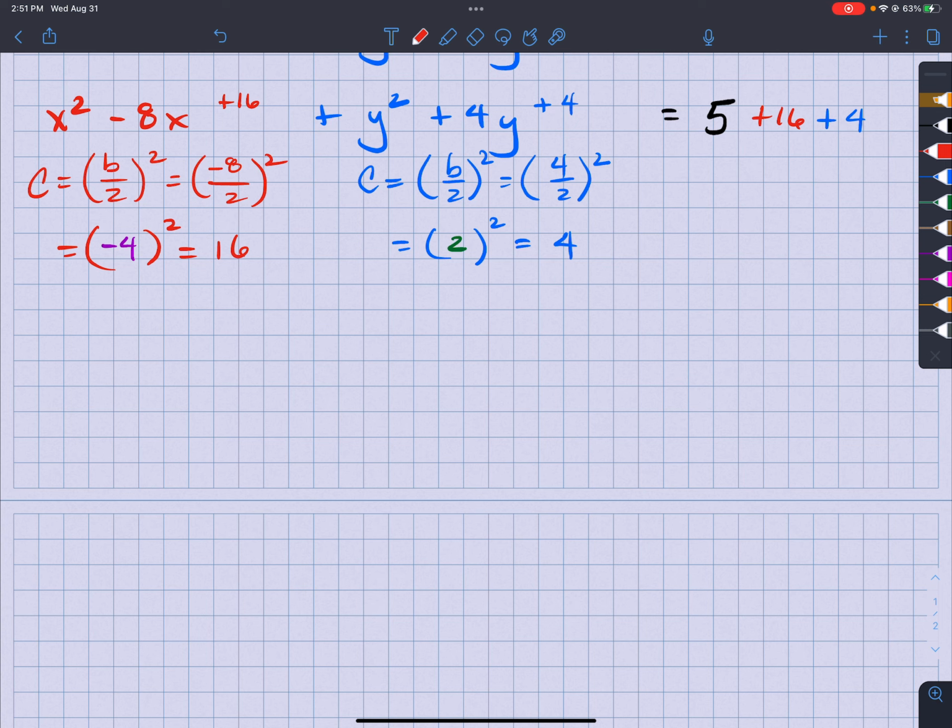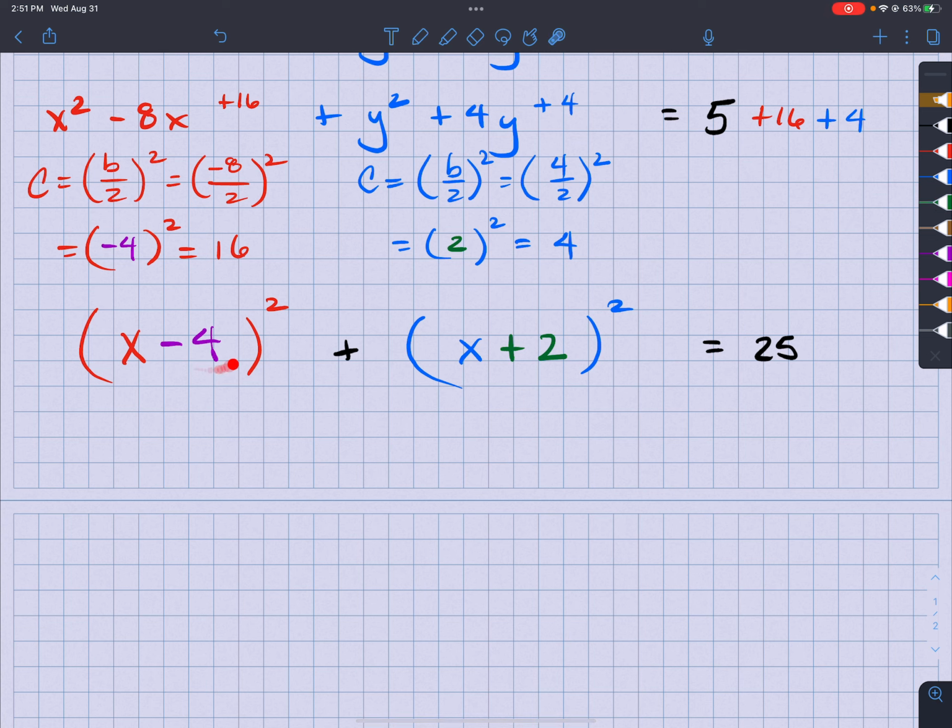What I have to do on the left side is I'm going to factor what I have now with an x and factor what I have with a y, and that is going to equal the sum of the 5, 16, and 4, which gives me 25. The x is going to factor out to be x minus 4 squared. And the blue is going to come out as y plus 2 squared. Okay? As you guys can see, this negative 4 came from here. This positive 2 came from here. Okay?